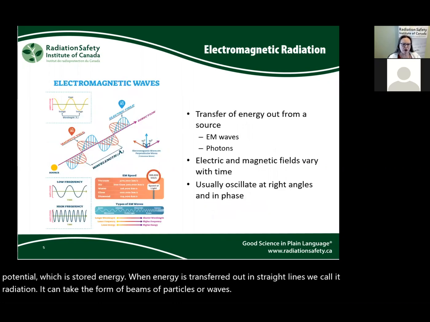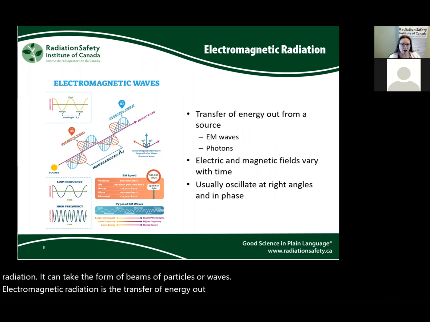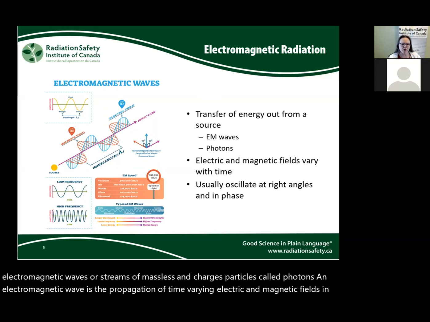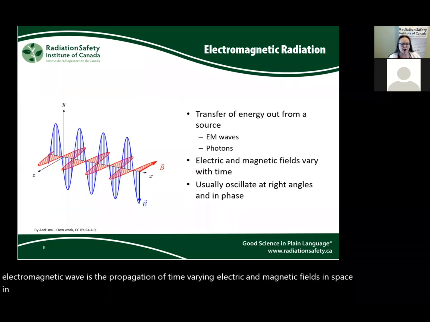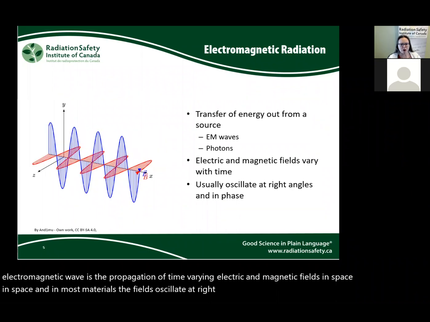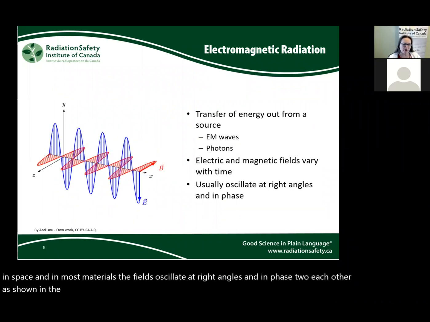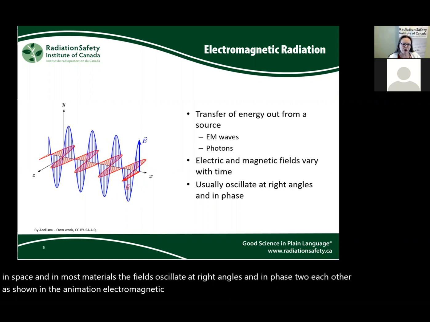Electromagnetic radiation is a transfer of energy out from a source in the form of electromagnetic waves or streams of massless and chargeless particles called photons. An electromagnetic wave is the propagation of time-varying electric and magnetic fields in space. In space and in most materials, the fields oscillate at right angles and in phase to each other, as shown in the animation. Electromagnetic waves all travel at the same speed in empty space, called the speed of light.